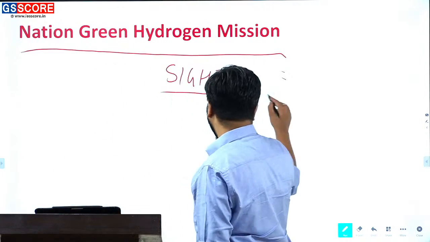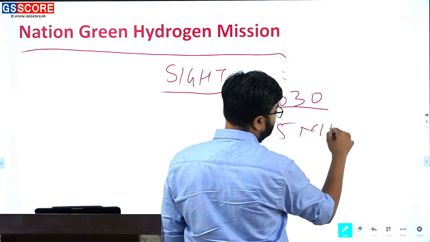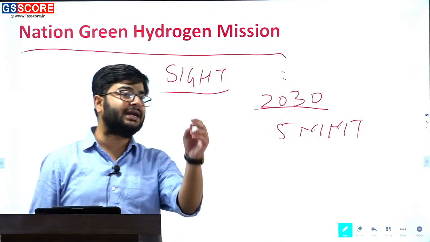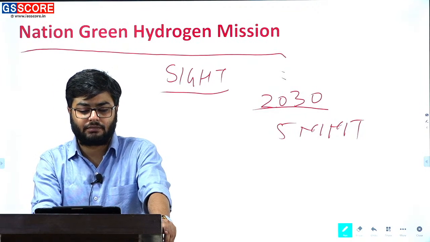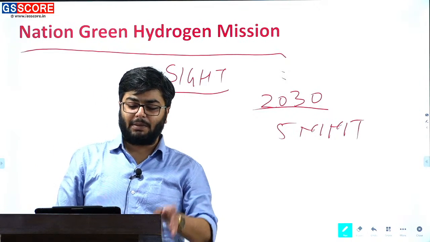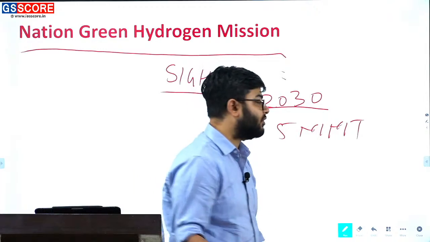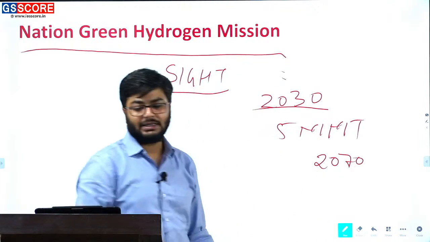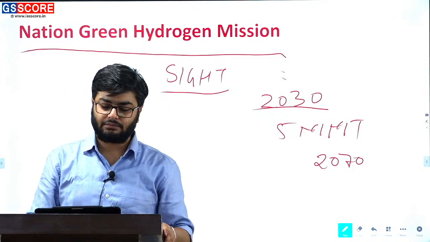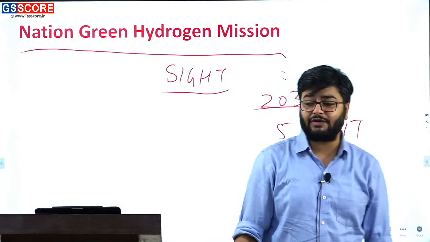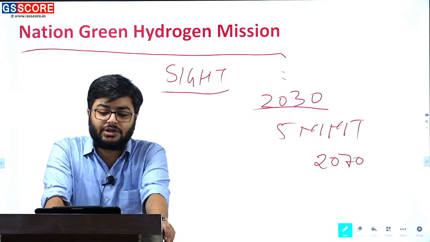So by 2030, India is targeting around 5 MMT, that is million metric tons of green hydrogen production per year. Public-private collaboration is encouraged and is a part of achievement of India's net zero by 2070. So again, here the ministry is not Ministry of Environment, Forest or Climate Change or Power Ministry, but it is Ministry of New and Renewable Energy.